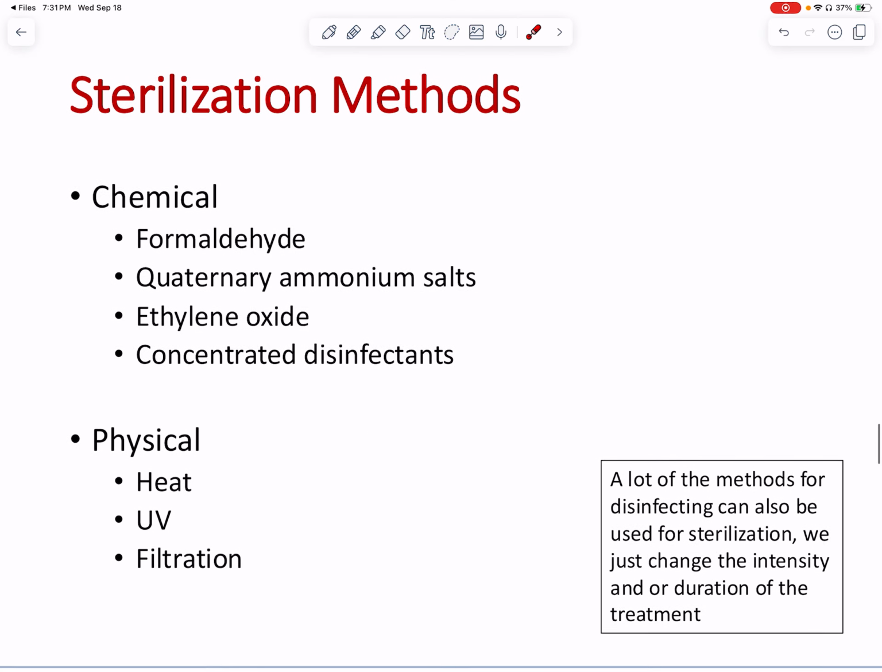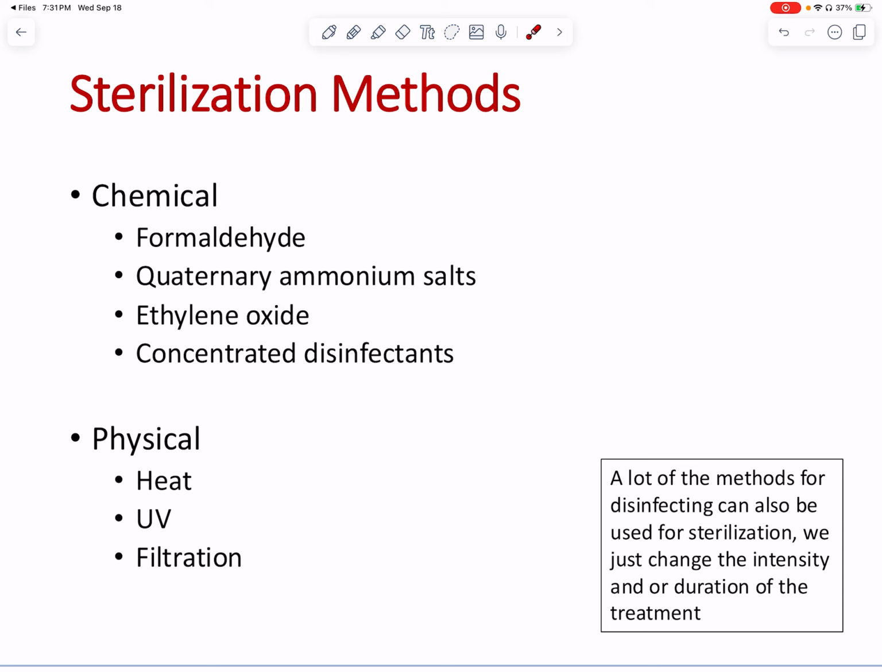So now this brings us to sterilization methods. Sterilization is going to be the complete removal of microorganisms on a given surface. And you'll notice here that a lot of these things are actually the same as we've used for antisepsis, like for instance, quaternary ammonium salts, or disinfectants. It's even mentioned right here, concentrated disinfectants can actually work for sterilization. In addition, we have things like heat and UV irradiation, which we've also mentioned for disinfection as well.